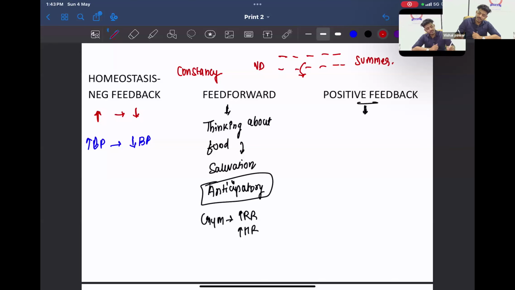What is positive feedback? The example is going to be what? The mnemonic is going to be CLAPS. C4, you will be having what?